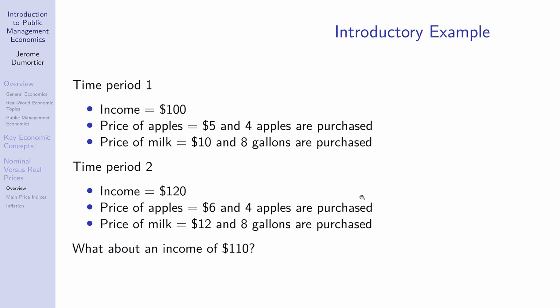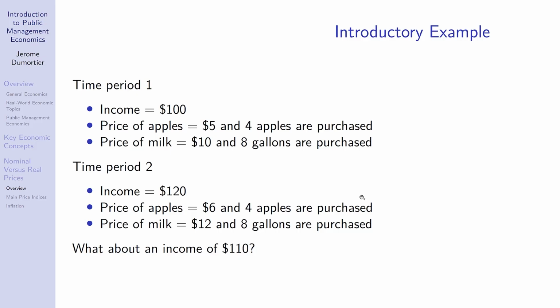Note that your nominal income increased from time period 1 to time period 2 by $20. However, you can purchase only the same amount of goods since the prices also increased by 20%, and hence your real income remained the same.